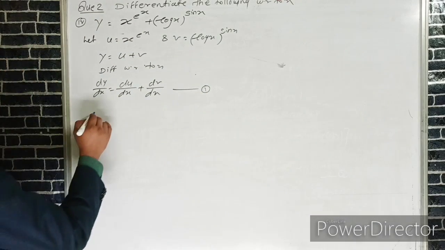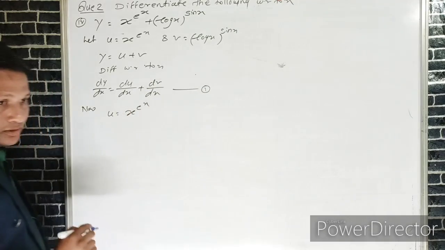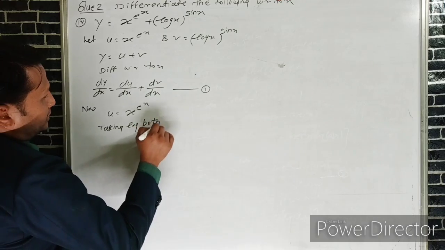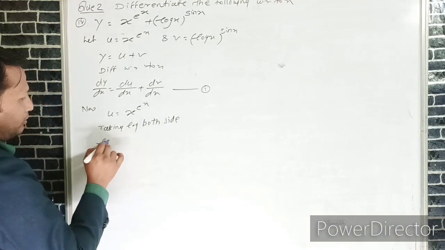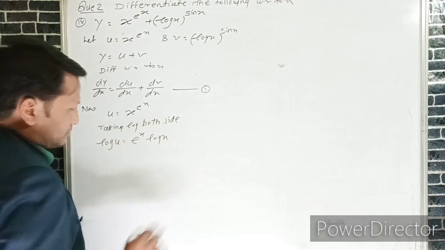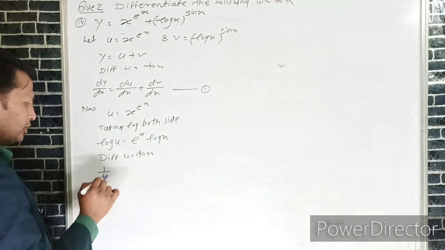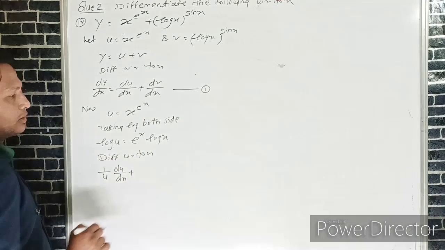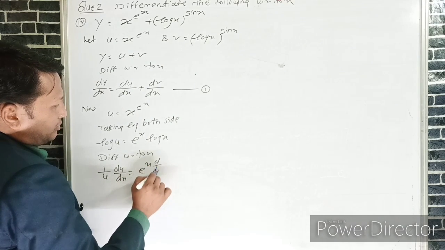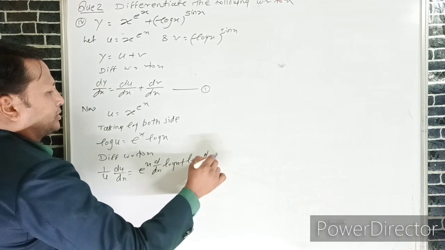Now we take u, now u is equal to x raised to the power e to the power x. If we take log on both sides, we can write log u is equal to e to the power x into log x. If we differentiate with respect to x, then we can write the derivative of log u is 1 by u du upon dx is equal to e to the power x into derivative of log x plus log x into derivative of e to the power x.